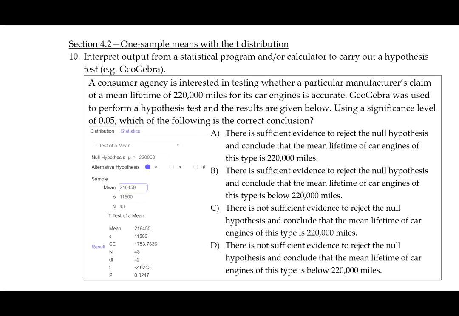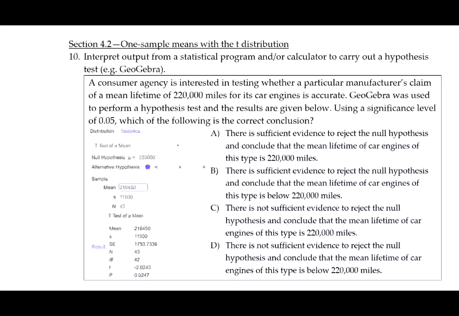Learning Objective 10 from Section 4.2 is to interpret output from a statistical program and/or calculator to carry out a hypothesis test. We're going to do this using GeoGebra output. A consumer agency is interested in testing whether a particular manufacturer's claim of a mean lifetime of 220,000 miles for its car engines is accurate.